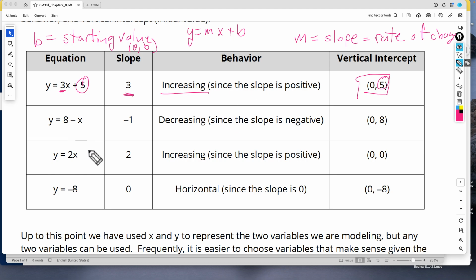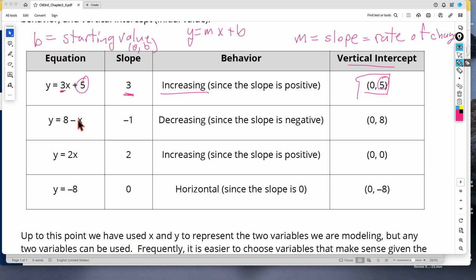What's the initial value? Initial value is the vertical intercept. It's the same thing. So we use multiple words for the same thing. And we call it the starting value because oftentimes x is time. So when x is 0, that's the start. Okay, but those are my words, not the book's. A lot of books don't use that word.